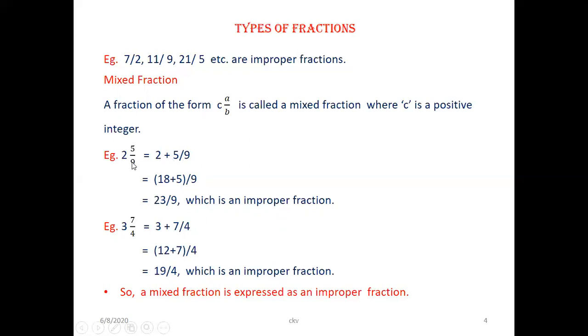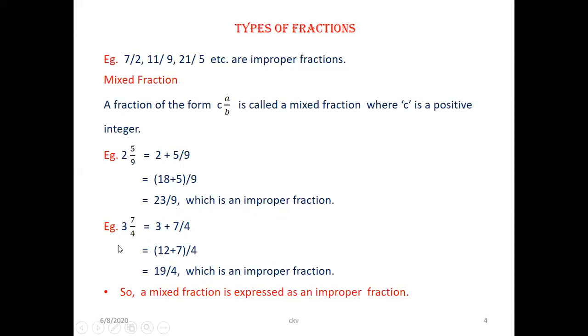See, a mixed fraction is now written as an improper fraction. So it is understood that a mixed fraction can be expressed as an improper fraction. Why is this an improper fraction? Here the numerator is 23, the denominator is 9, and 23 is greater than 9.